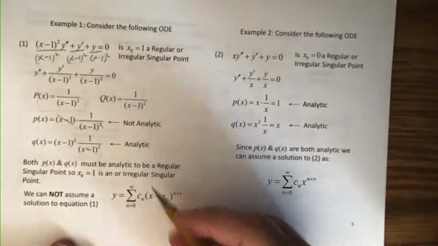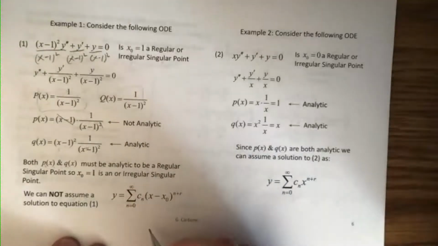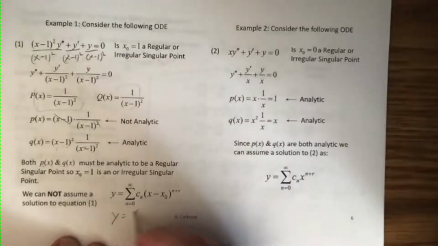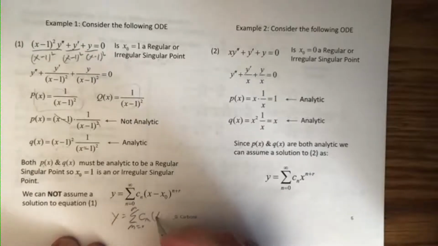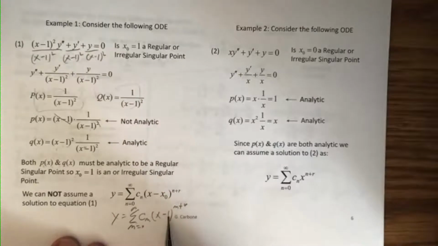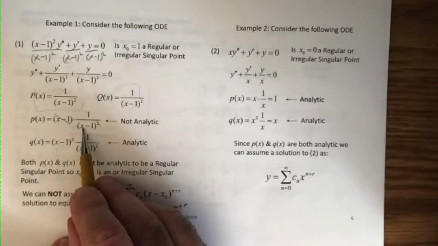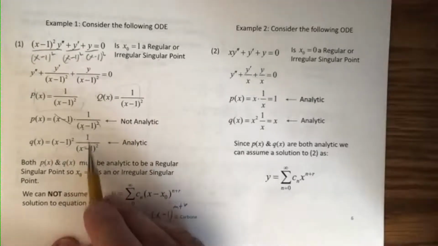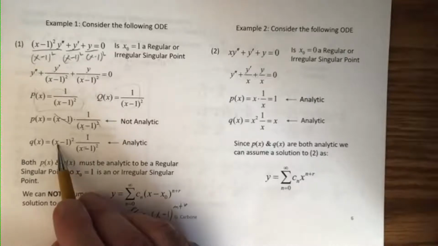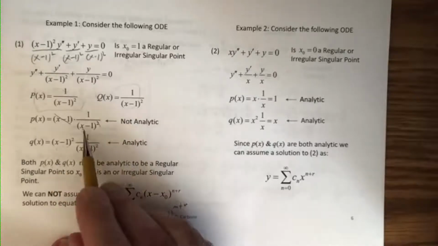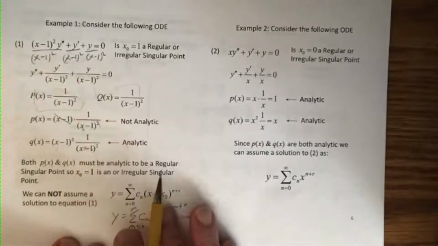So that means if I wanted to, I can't assume a solution of this form. I can't assume this, because I have a problem here with x equal to 1. This is okay, because both of these cancel out, so this is analytic, but here this is not.